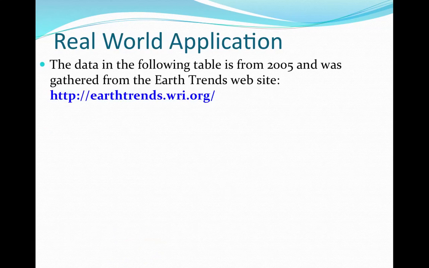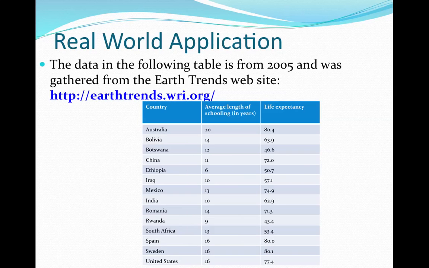Okay, going back to our real world application, we put these into our calculator in the last lecture. The data is the following. The data in the following table is from 2005 and was gathered from the Earth Trends website. We have a set of countries, and for each country we have the average length of schooling, which we put in one list in the calculator, and the life expectancy in years that we put in another list. If you didn't do that, you may want to pause the video and do that now. We labeled average length of schooling the X variable and life expectancy the Y variable.